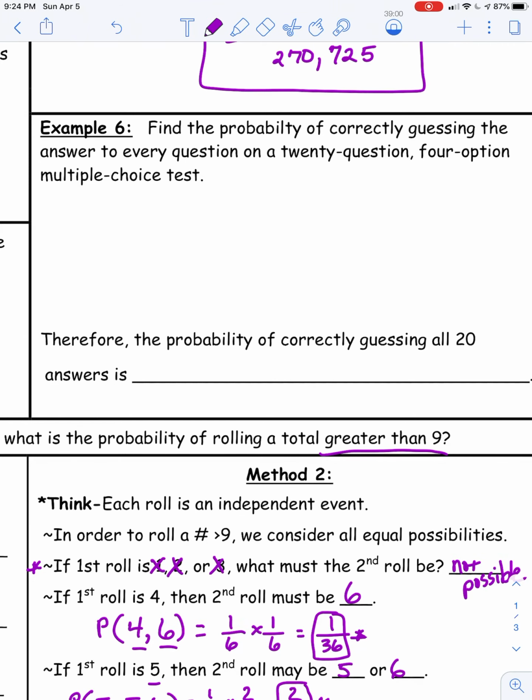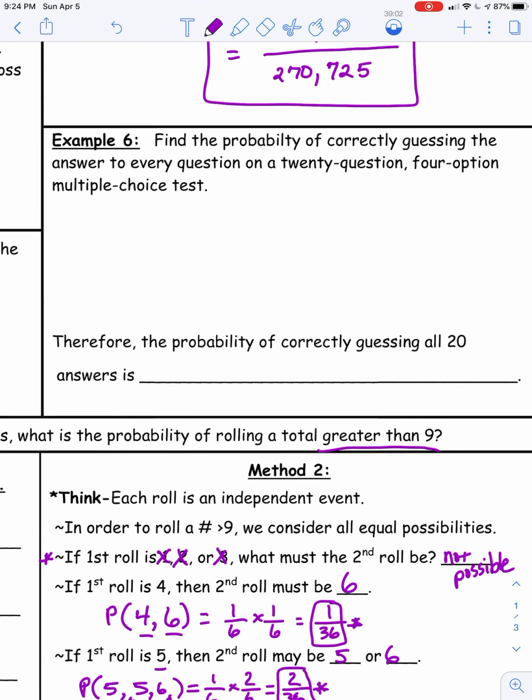Okay, so how do we figure this out? Well, there's 20 questions, right? And each question has 4 possibilities. So on the first question, what's the probability that I'm going to come up with the correct answer? It's 1 in 4, right? So there's 20 questions.